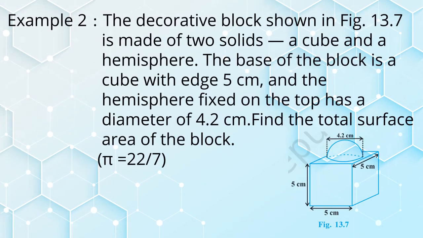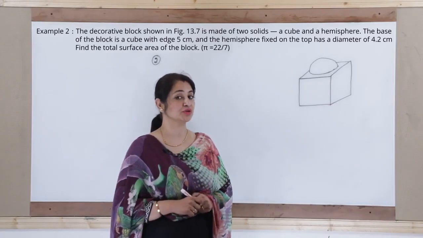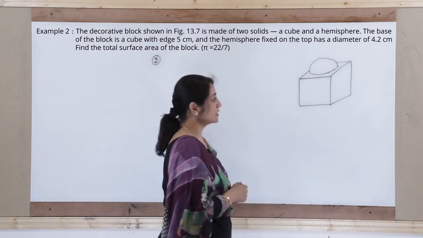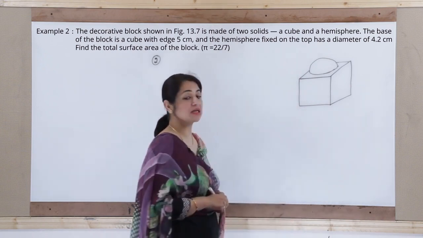So our second example is: the decorative block shown in figure 13.7 is made of 2 solids, a cube and a hemisphere. The base of the block is a cube with edge 5 centimeters, and the hemisphere fixed on the top has a diameter of 4.2 centimeters. Find the total surface area of the block. Take pi equals 22 upon 7. I hope you have understood what kind of shape this is. See here, we have a cube, a cubical box, and a hemisphere is placed above it.